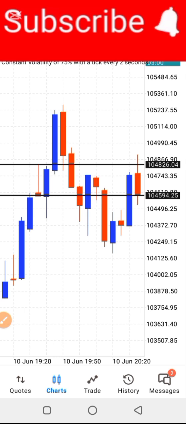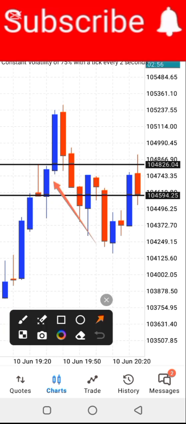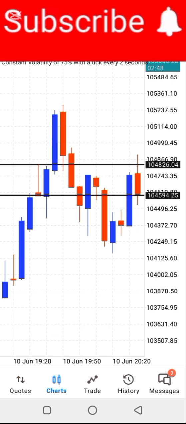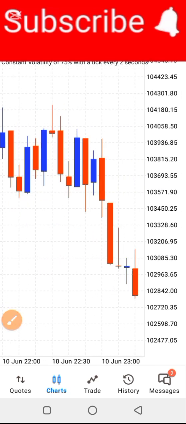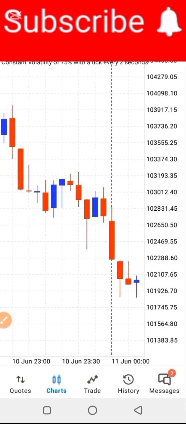So if you are the type that will just set a pending order because you feel this is a demand zone, since price pushed up from here, you just set a pending order here, you would have been stopped out. Price would have hit your stop loss. So you need to always look out for that inducement. It's very, very important. It makes your zone high probability.